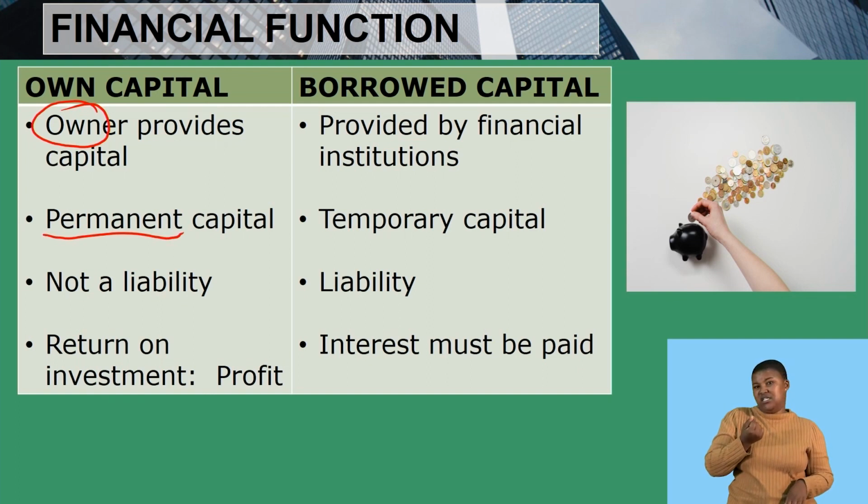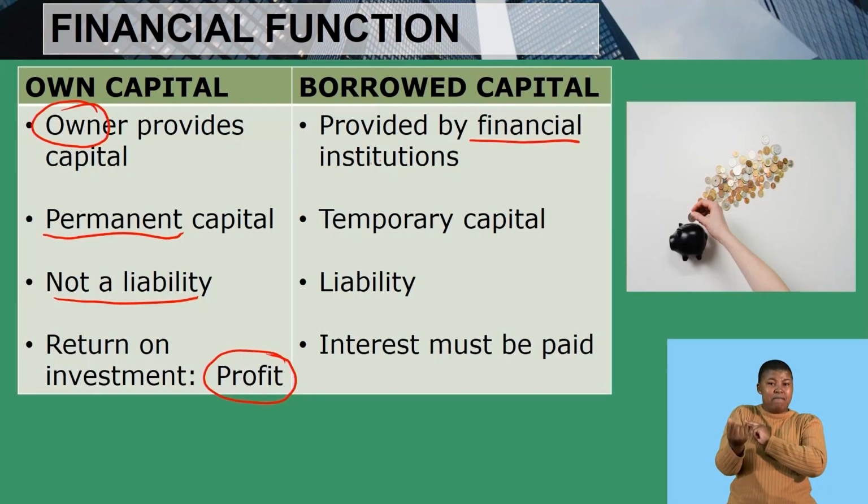So this money will be in the business for as long as the owner is a part of the business. Always, this is not a liability. This means that this money does not have to be paid back over a certain period of time. And because the owner gives the money, he will then get a return in the form of a part of the profit of the business. So that is the own capital a financial function can acquire for the business.